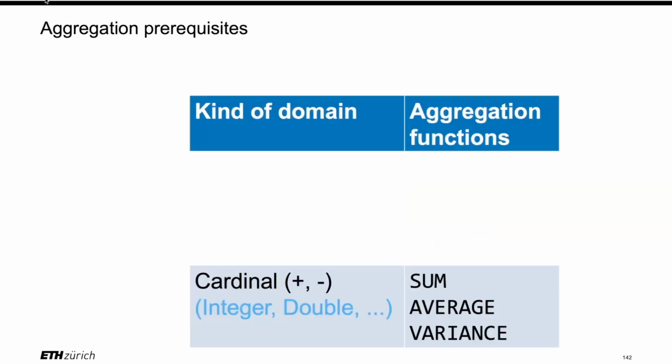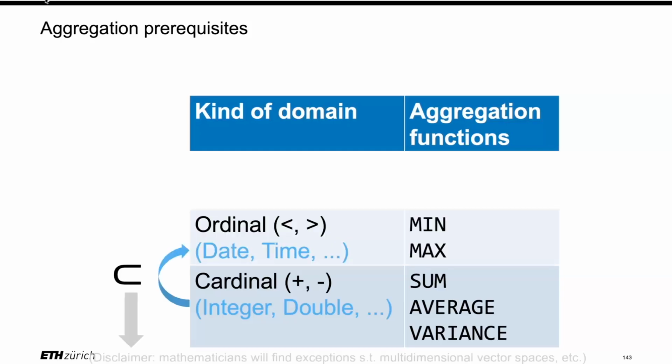You just need to be aware that you can't do it with everything. For example, if you want to compute the sum, the average, or the variance, you agree you can only do it with numbers, right? Because you need to be able to sum the numbers. For the average, you need to be able to divide by the number of numbers, variance, and so on. So this is only for numbers. We say it has to be cardinal.